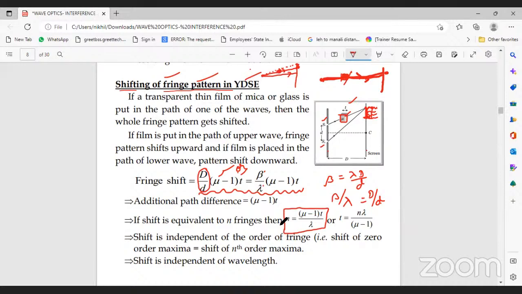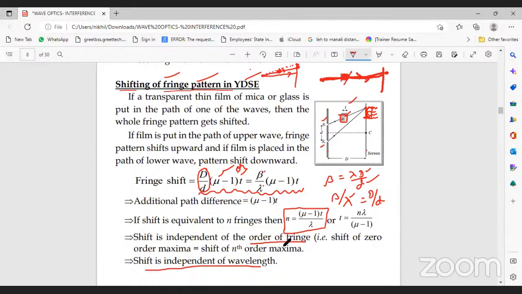Yes, sir. But remember, only by placing a slab of some thickness can you shift the fringes. If you change lambda, capital D, or small d, the fringes will not shift. The shift does not depend on the wavelength or on the order of the fringe. If you want to shift the fringes, you have to place the slab in front of one of the rays.